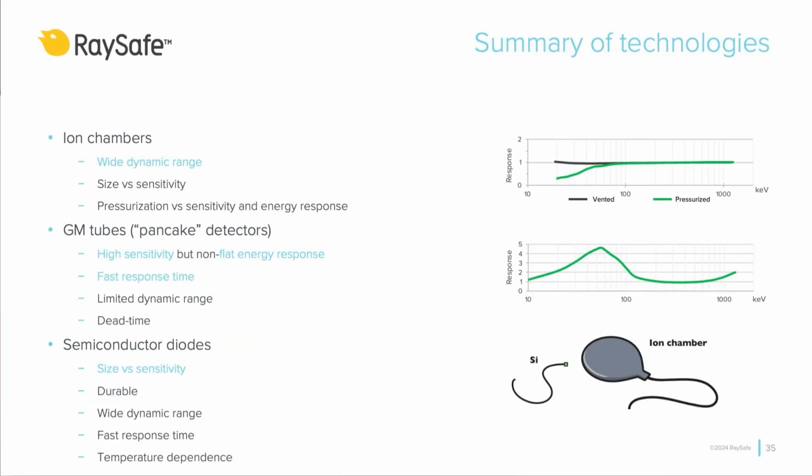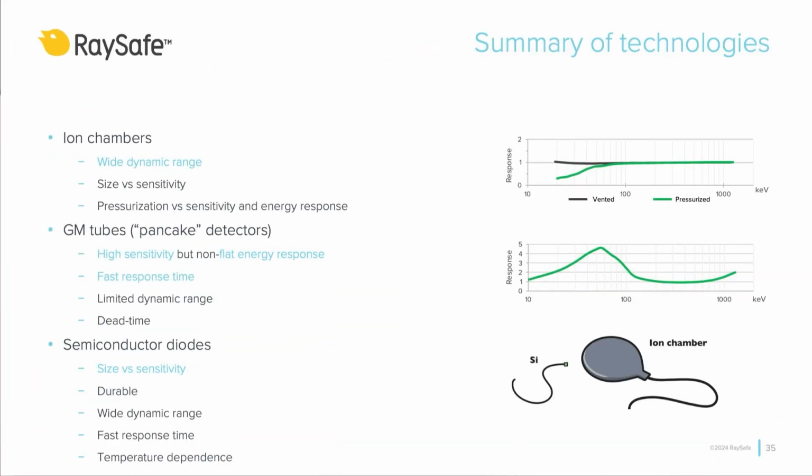GM tubes have high sensitivity at a non-flat energy response. They have a limited dynamic range since they get saturated at higher dose rates. Semiconducting diodes can be made much smaller. They are more durable with a wide dynamic range and a fast response time. It may be harder to measure low dose rates due to thermal noise.